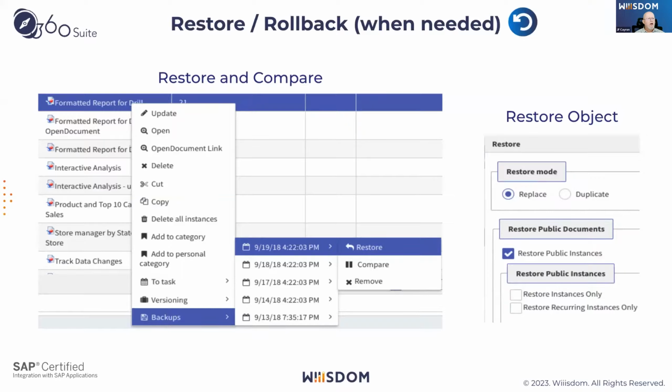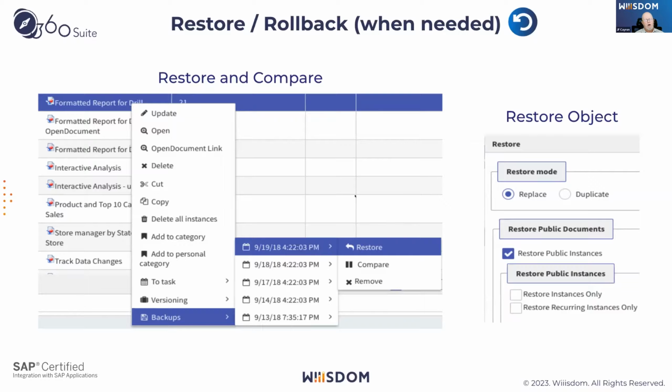In this case, we're showing that simply by right-clicking on any given object, in this case a document, we can display when they were backed up. That means they were changed on those dates, and we can choose to restore them. We can restore and replace, overwrite, so if your document is corrupted, or we can make a duplicate, so we can have side by side the current version and the one that was backed up. We can even compare them if necessary.